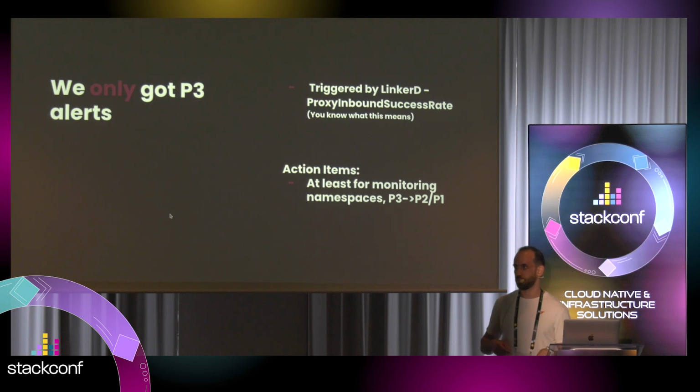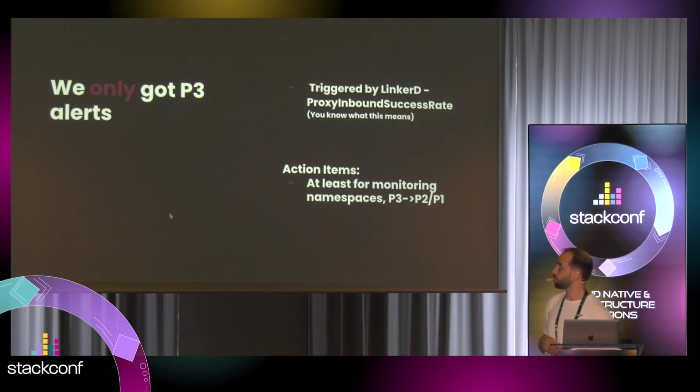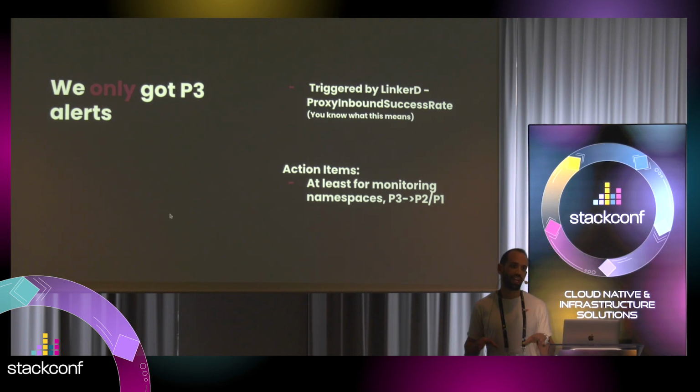Loads of action items came out of this. At least for the monitoring namespaces, because we're testing monitoring, we changed P3 alerts to P1 and P2s. We wanted to be confident that the next time we run those tests, actually by the end of this month, we get notified not as P3, which people tend to ignore, especially on busy days. Let's get P1s and then see how busy we get. If it's not very busy, that's fine. If it's very busy, then we'll iterate again.